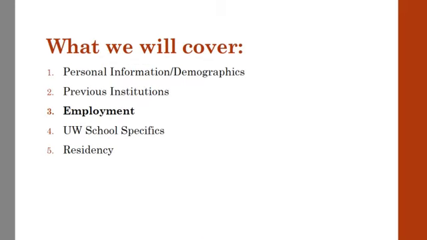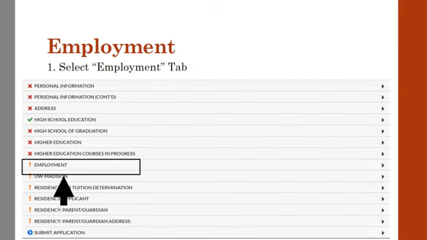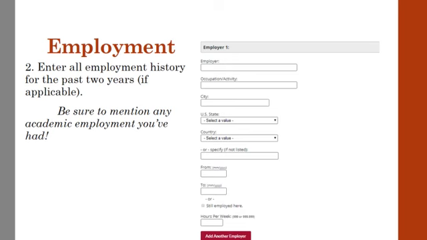Now that we've entered education information, let's move on to employment. To enter this information, select the Employment tab. You'll be asked to enter all employment history from the past 2 years. Be sure to highlight any academic employment that you've had here as well, for example, if you were a tutor or a housing team member.